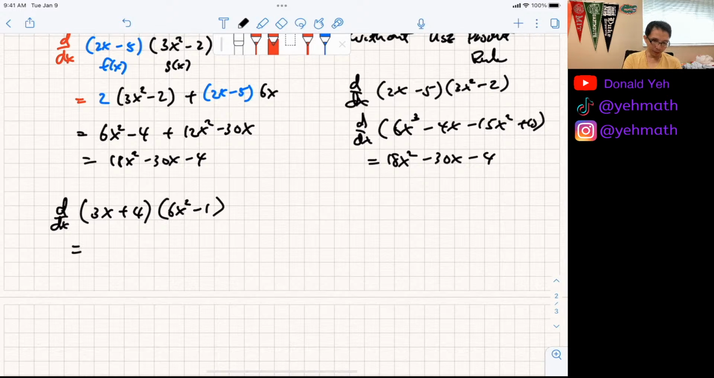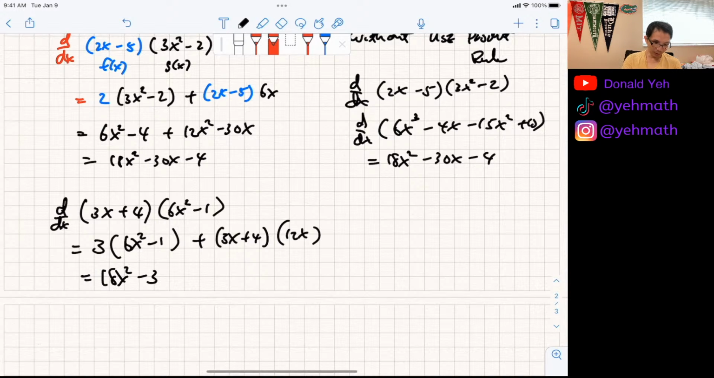So you don't need to be a rocket scientist to figure this out. Let's take the derivative of 3x plus 4 first. So it's 3 times 6x squared minus 1 plus 3x plus 4 times 12x. Did you do that? And that's going to give you 18x squared minus 3 plus 36x squared plus 48x.